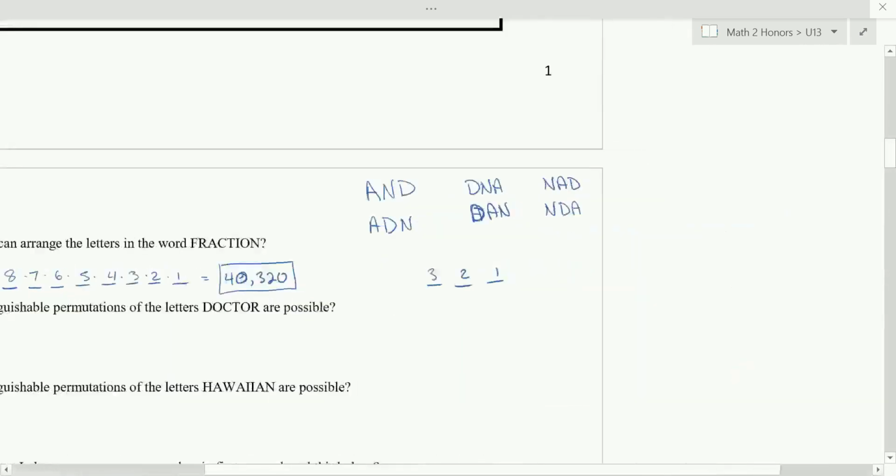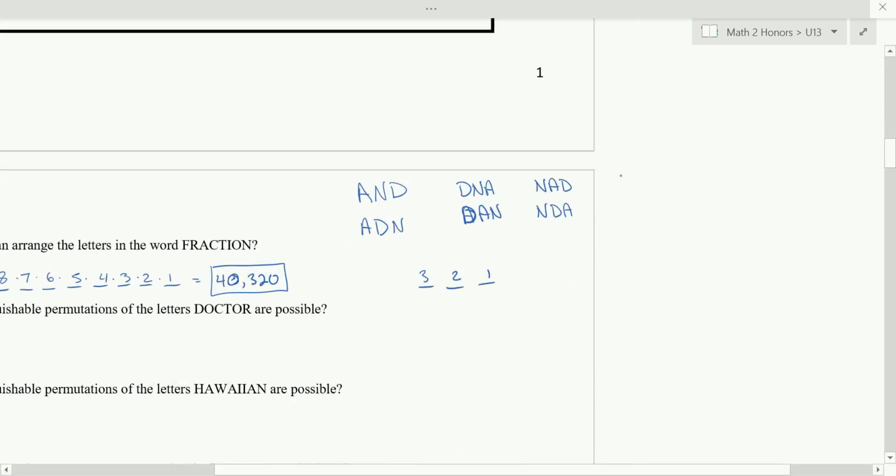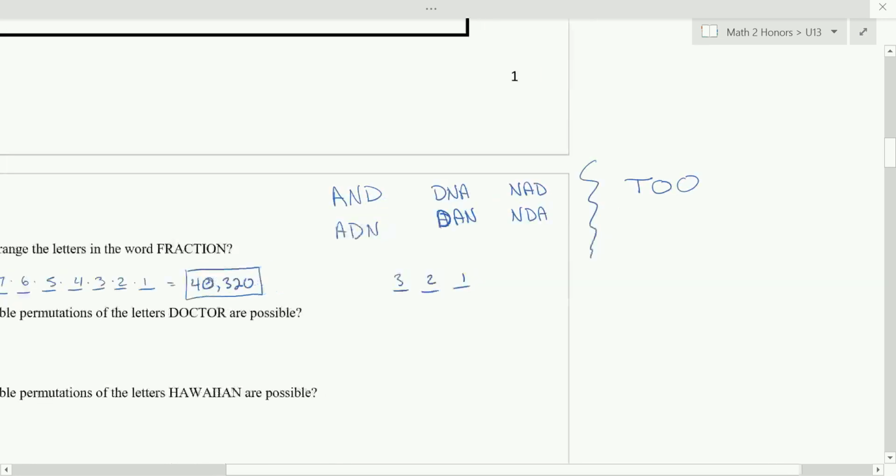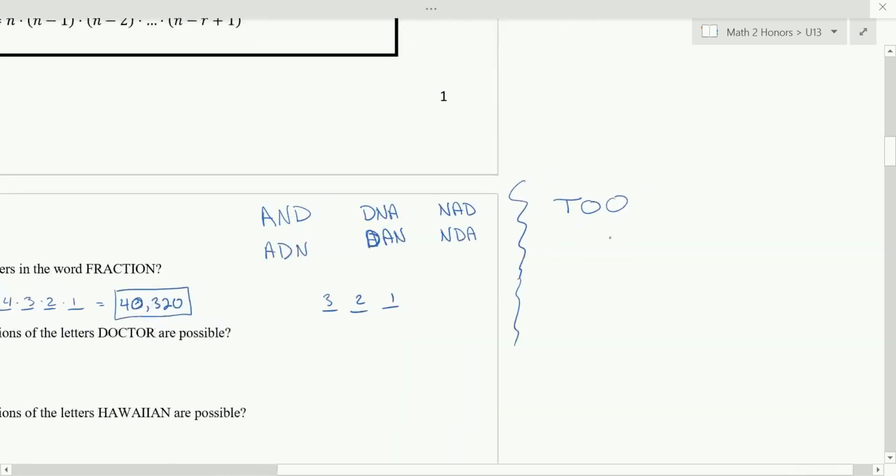Now let me adjust something here. Okay, the word TOO, that word right there. Got 3 letters. Let's see if we can list out how many different arrangements we can make of that. What else could we make it? There's 3 letters. Got to use all 3 letters. So OTO, okay, OOT, that's it. Over here I had 3 letters and I could make 6, but now I got 3 letters and I can only make 3.